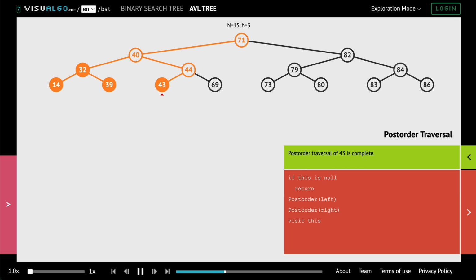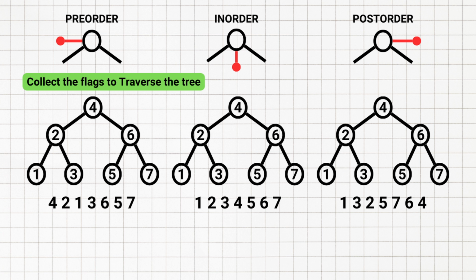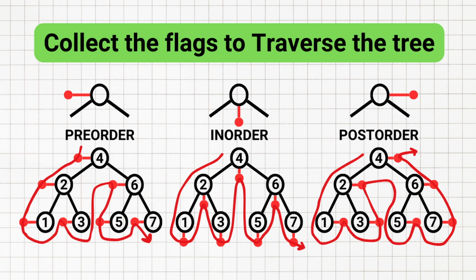You can easily visualize this if you think of each node as having a flag attached to it. In the case of pre-order, the flag is attached from the left, and we need to collect the flags to traverse the tree. In the case of in-order, the flag is attached at the bottom, so we start from 1, 2, 3, 4, 5, 6, 7. And in the case of post-order, the flag is attached on the right side. In terms of common usage, in-order is the most often used one, because it retrieves elements in sorted order, which can be more useful than the post-order or the pre-order one.